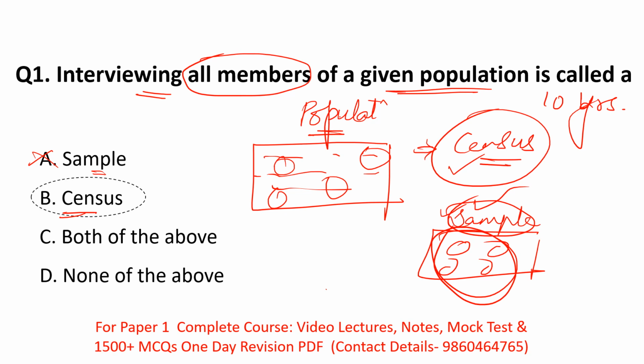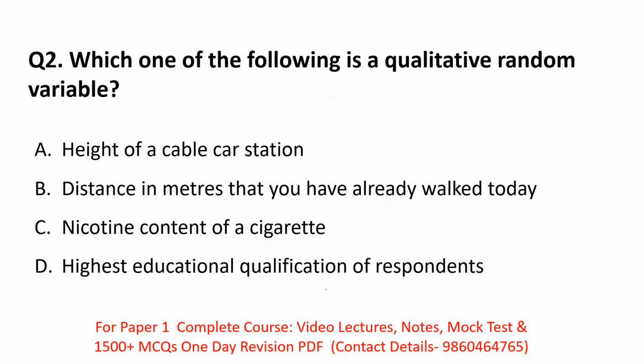Next question: which one of the following is a qualitative random variable? What they are asking is, among the following options, which one statement belongs to a qualitative variable. So remember, the examiner will ask you a question on either a qualitative variable or a quantitative variable.